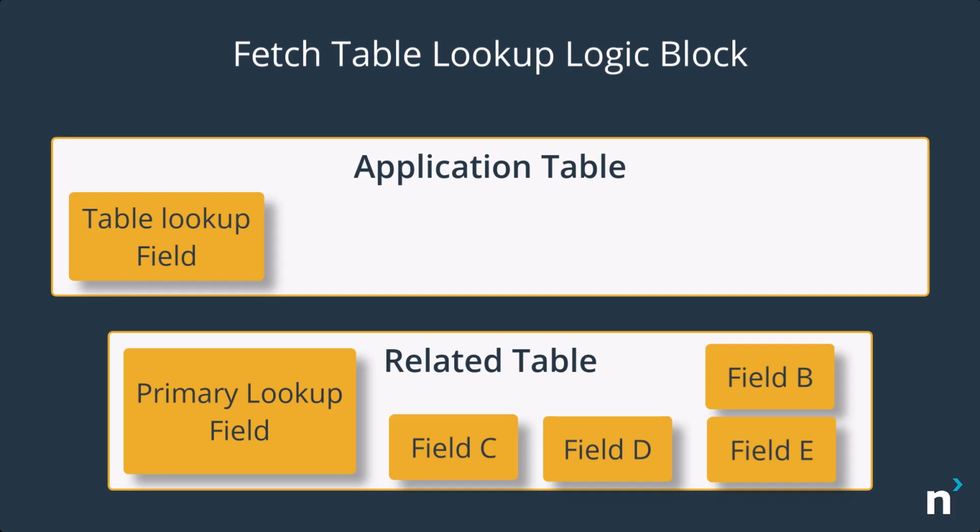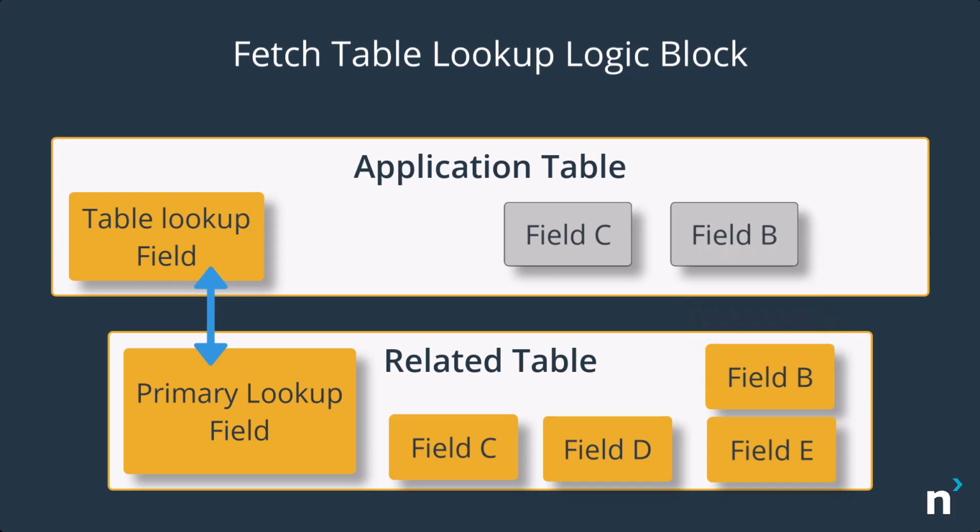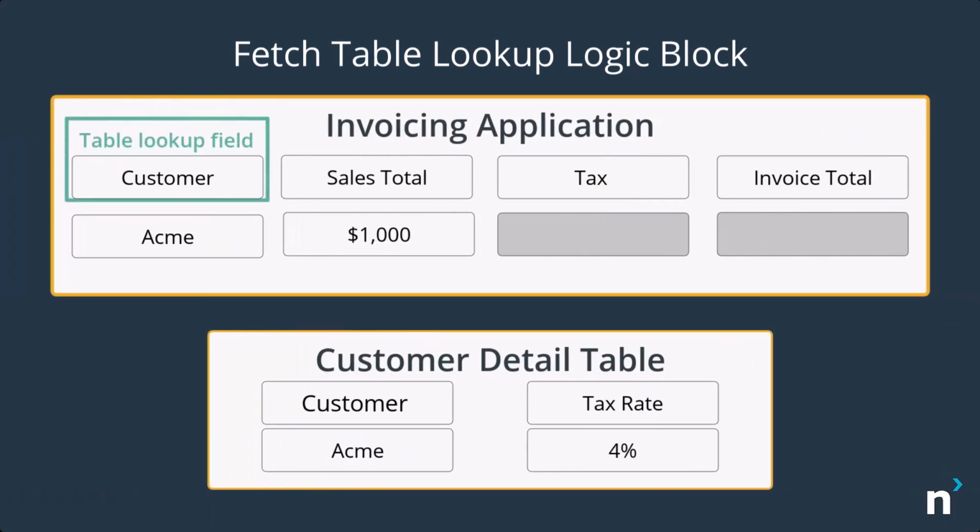This logic block type is connected to an application and uses a table lookup field from the same table on which the application is built. The logic block is configured to pull specific records from the related table connected to the table lookup field. The advantage of using a logic block with a table lookup field is that a logic block lets you perform an action with the data you fetch. For instance, you could fetch a customer's tax rate, calculate the tax based on the pre-tax total, and automatically add the result to an invoice.